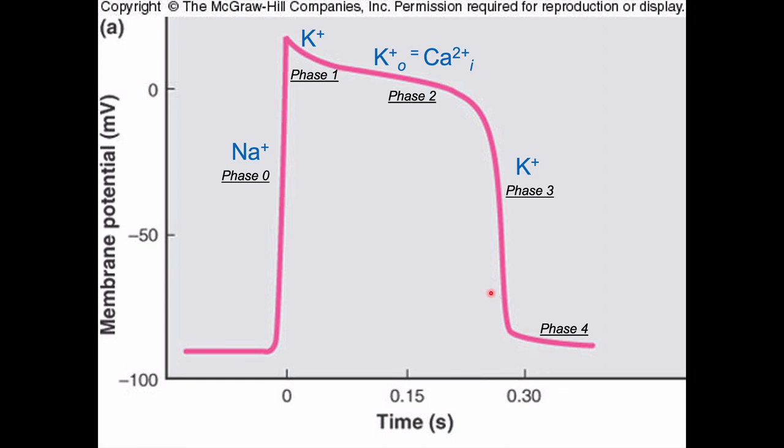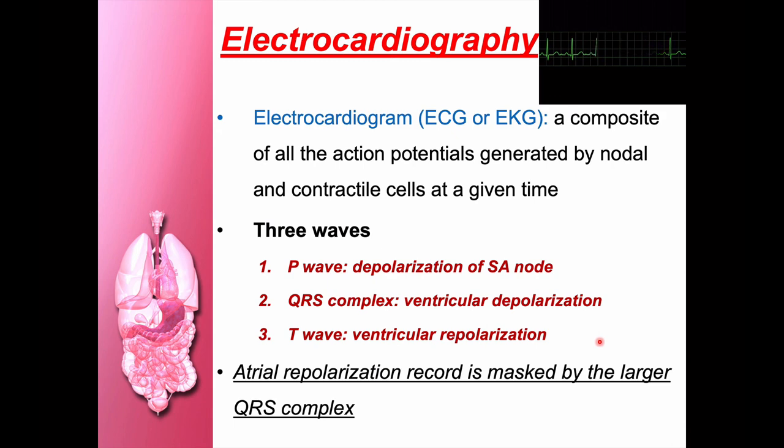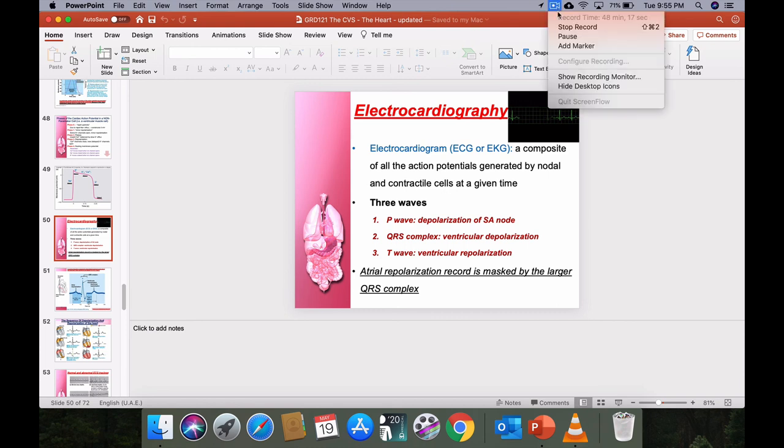Okay, you can see that at minus 80 millivolts the action potential starts. At that time sodium influx is present, and in phase 2 the potassium starts to gradually move and then starts to come out and becomes nil in phase 4. So this is how the action potential curve is present.